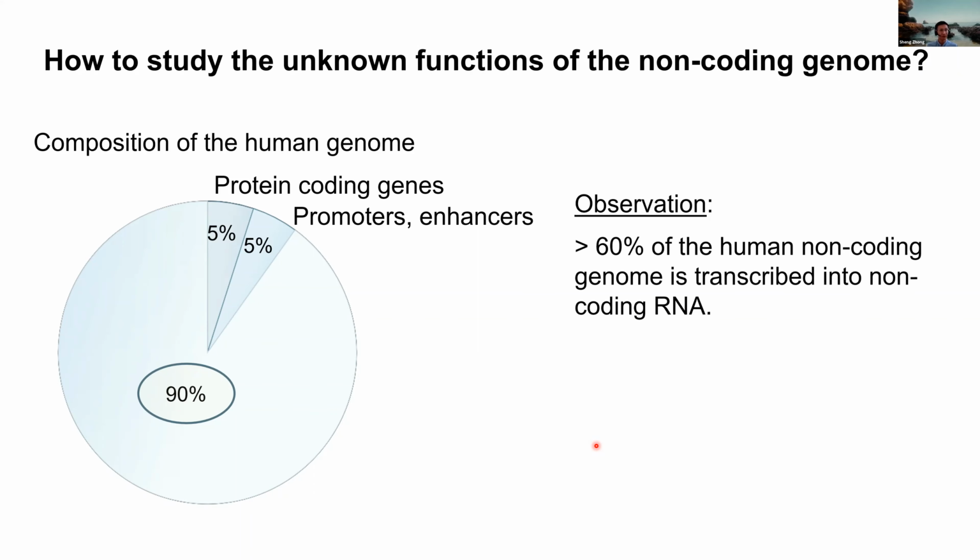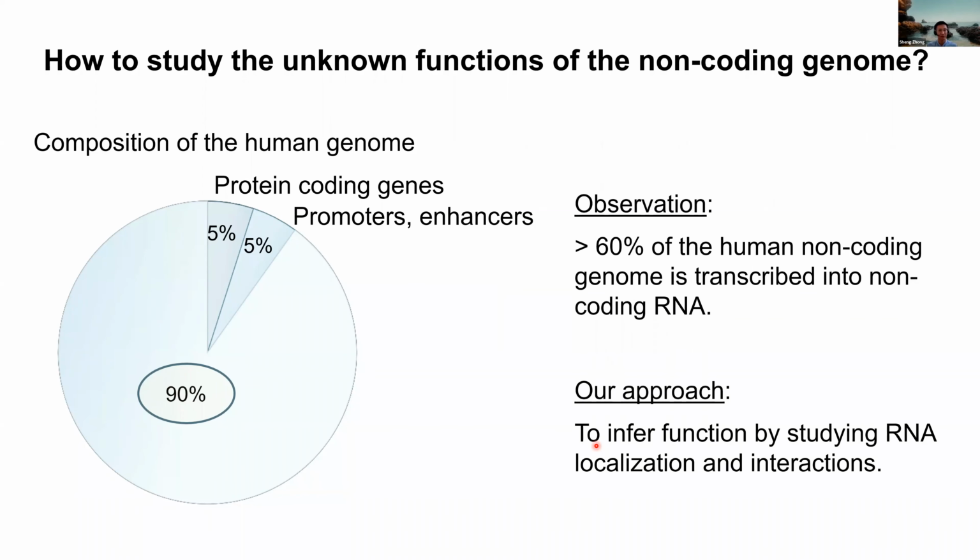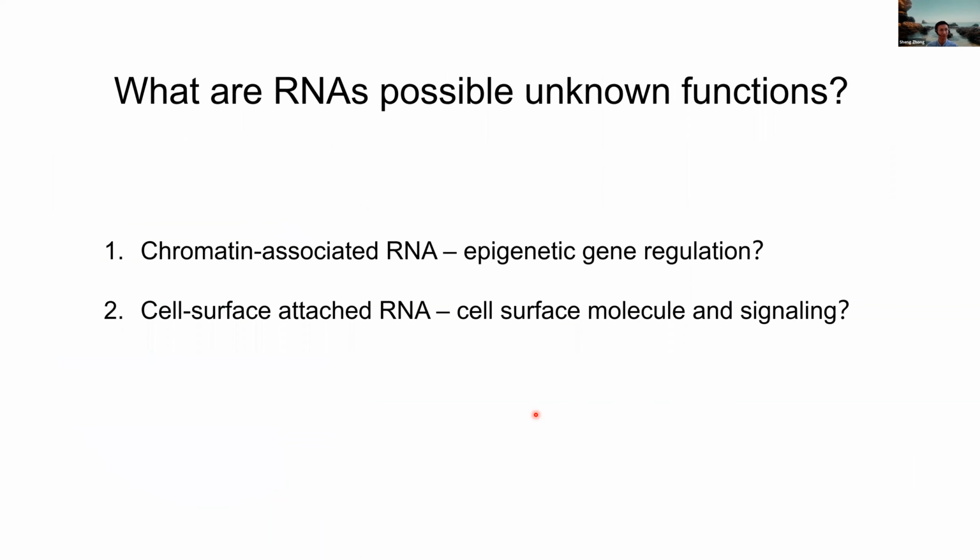So how do we go about studying the functions of the vast majority of the remaining genomic sequences of the human genome? One striking observation that struck me was that more than 60% of the human non-coding genome is transcribed into RNA. So we thought that perhaps by studying and identifying the functions of these transcripts, we could start to have a view of the functions of the underlying genomic sequence. And we hope to identify the functions by studying the localization and interactions of this RNA.